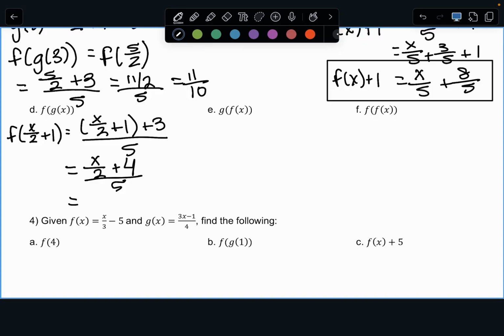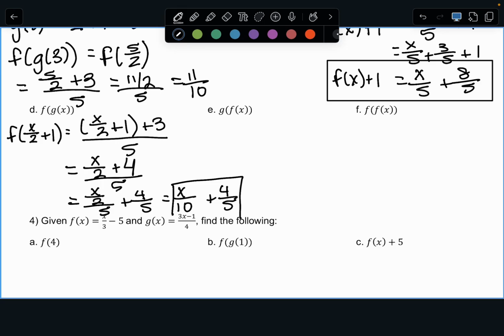Okay, I have something plus something divided by a number. I split it. So I get x over 2 over 5 plus 4 over 5. Same fraction trick as before. X over 2 over 5 is equal to x over 10. You multiply those two numbers. So we get x over 10 plus 4 over 5. And that's it. And that's our answer?